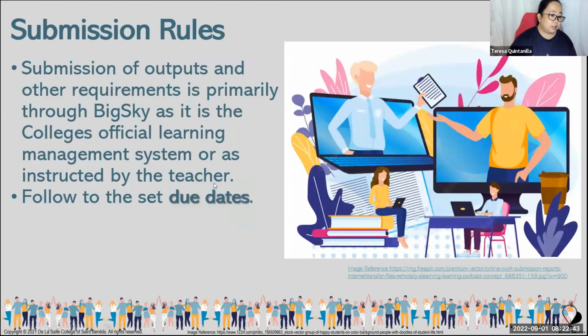Then submission rules. There are due dates. For now, since there is a problem with My Big Sky, I'm going to adjust the due dates. For the syllabus, I already put a deadline, so I'm just going to adjust it. I don't have feedback from the CET department yet regarding the problem with the courseware. So I'm not yet sure if I'm going to upload it today or tomorrow, since yesterday there was a problem.